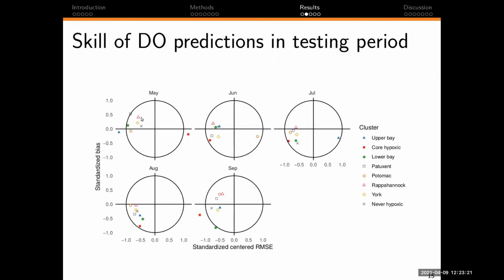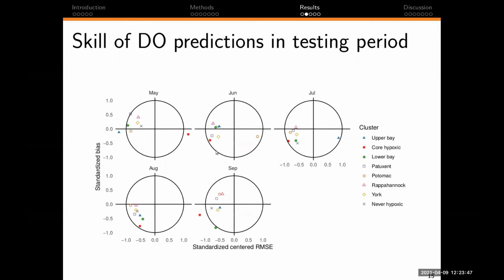You can see we tend to have a little bit of high bias in May, and then that bias becomes negative in July and August, as I mentioned earlier. You also see that predicting in that core hypoxic region, that deep central channel, is a little bit more challenging. Although overall, the predictions are still good because we're predicting low oxygen and we're observing low oxygen, but we're not really capturing that very small variability away from those low oxygen values.